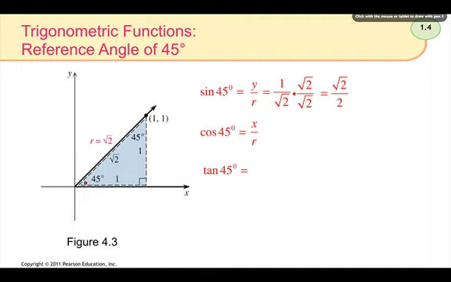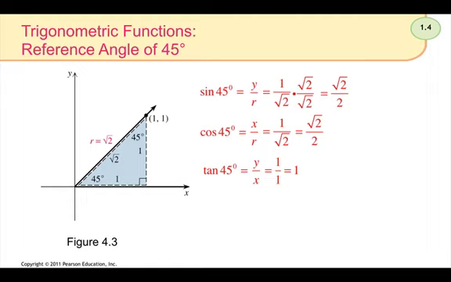And cosine of 45, very similar to sine of 45. So reference angle 45, which is right here, in standard position, is x over r, just the x value over the radius, which is 1 over radical 2. I rationalize just like sine of 45, and I end up with the same answer. So now, tangent of 45, still the same reference angle. It's just going to be the y value over the x value. And then I end up with 1. And now let's go to the next slide.